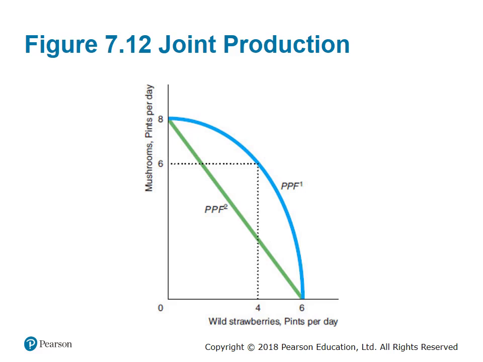If she spends the day collecting only mushrooms, she can get a maximum of 8 kilograms. If she collects only strawberries, she can get a maximum of 6 kilograms. However, if Laura picks mushrooms and strawberries as she walks along, she can collect a bigger total amount, for example 4 kilograms of strawberries and 6 kilograms of mushrooms. This is the reason the blue ppf in figure 7.12 is bowed out or concave to the origin. The shape reflects diminishing marginal returns from collecting only one of the goods.